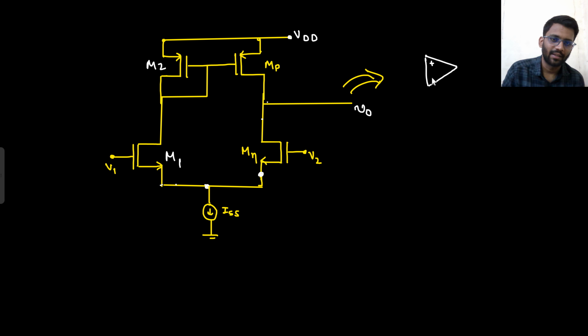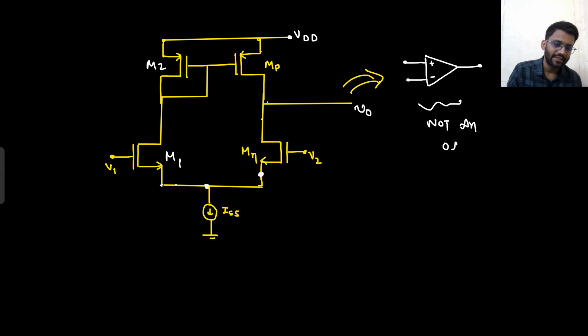If I show this diagram like this, is there any issue with that? Am I calling it an op-amp? No, this is not an op-amp. Why is it not an op-amp? Because it is having high output impedance, which was not required. So this is not an op-amp, but I can show it like that.